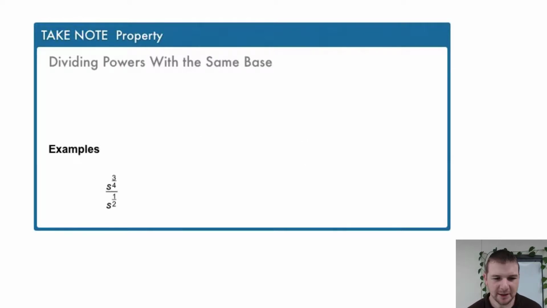Below, s to the 3/4 power over s to the 1/2 power equals s to the 3/4 minus 1/2 power, achieving the common denominator of 4 so we can subtract these rational exponents. We find s to the 1/4 power.